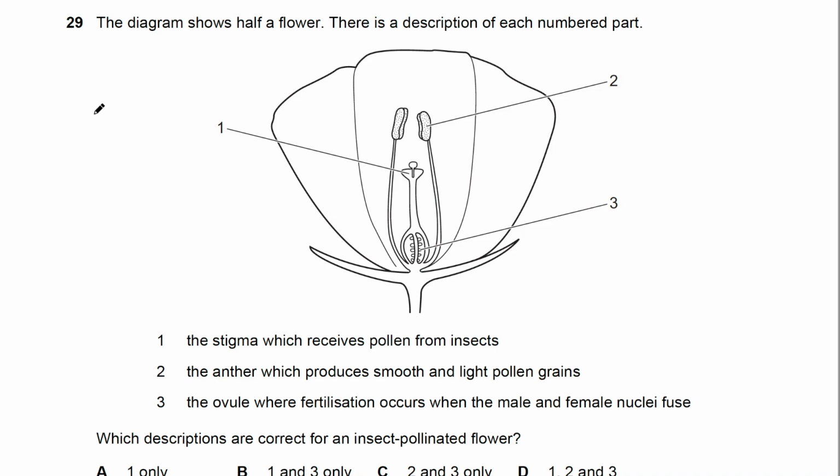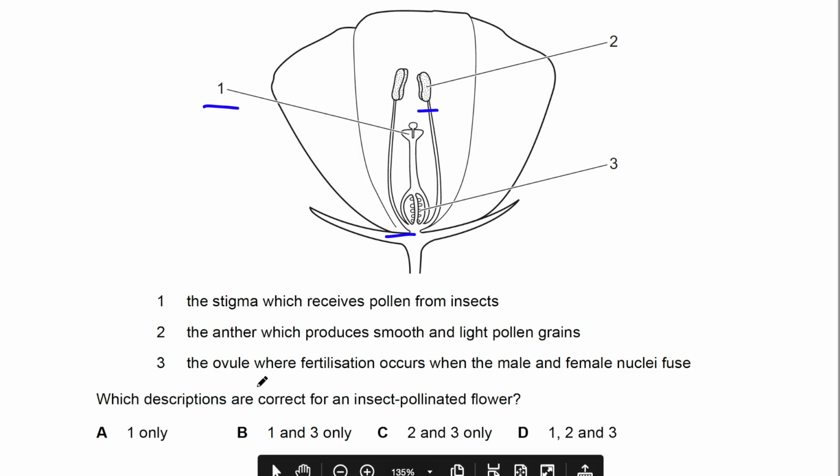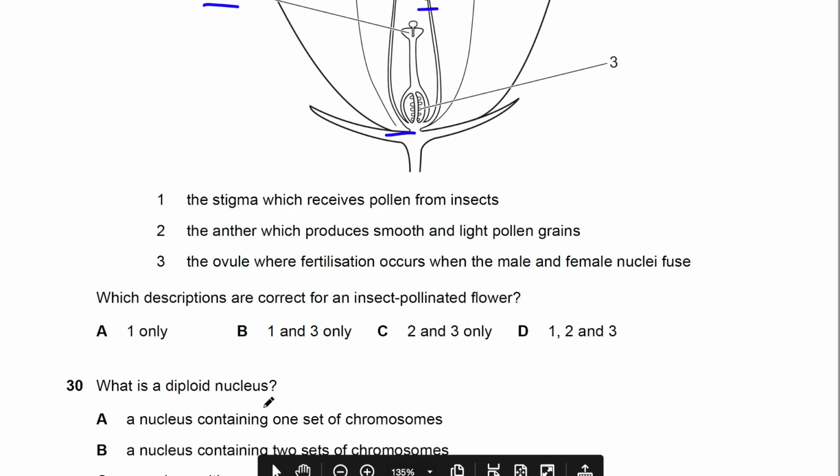The diagram shows half a flower. There is a description of each numbered part. Let's read together. 1. The stigma, which receives pollen from insects. That's right. Here you go. This is the stigma. Okay. The anther, which produces smooth and light pollen grains. Also, this is right. This is the anther. And the ovule, where fertilization occurs when the male and female nuclei fuse. That's right.